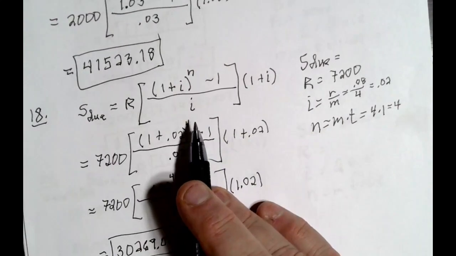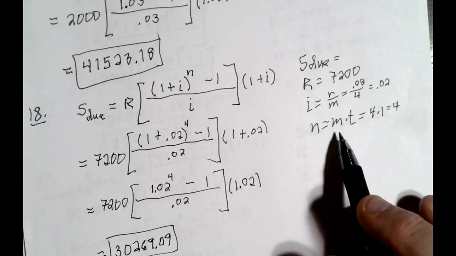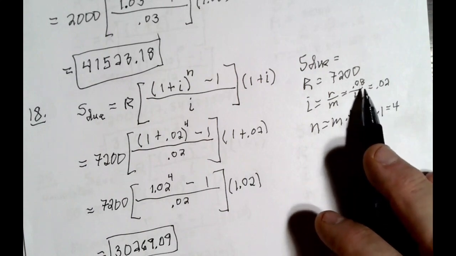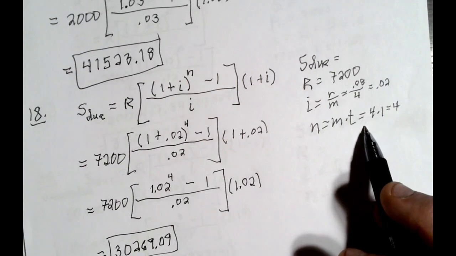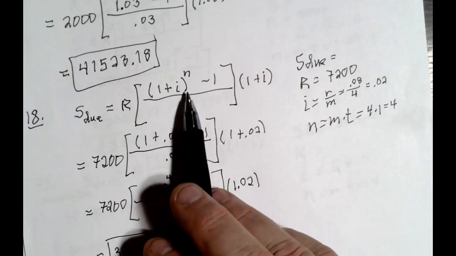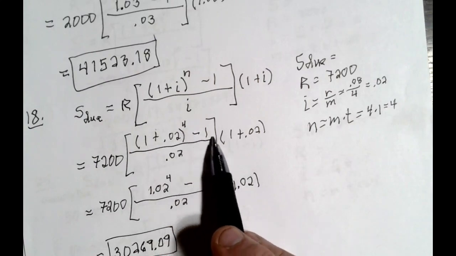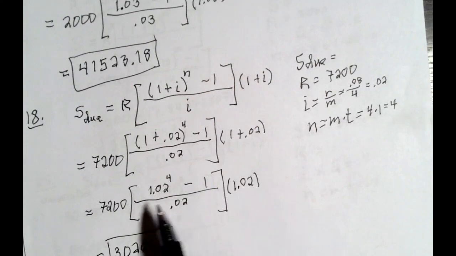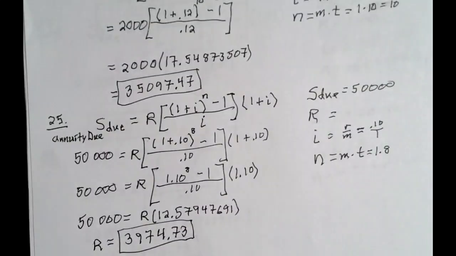Okay, and 18 is the same idea. They're paying $7,200 every quarter, so it's compounded quarterly. They're doing it for 1 year at 8%. So what is the future value of the rent for 1 year? So you plug in 0.02 for I, 4 for N, and this is 1.02 to the 4th minus 1, divided by 0.02 times 1.02 times 7,200, and you get $30,269.09.